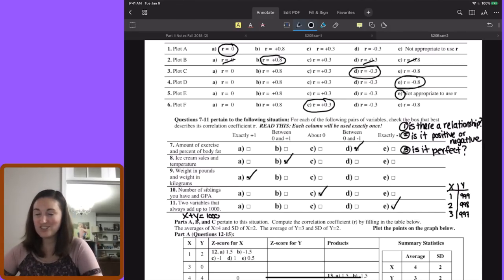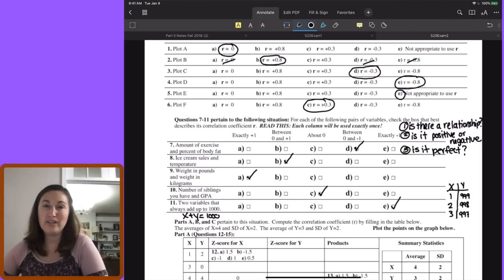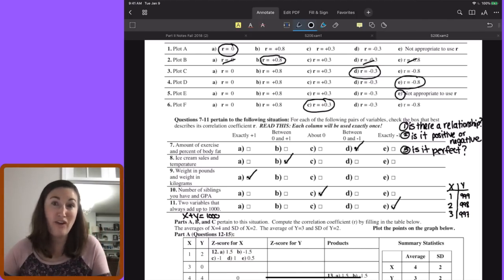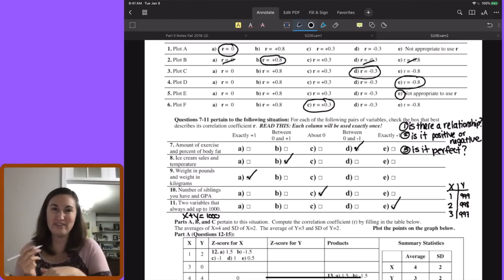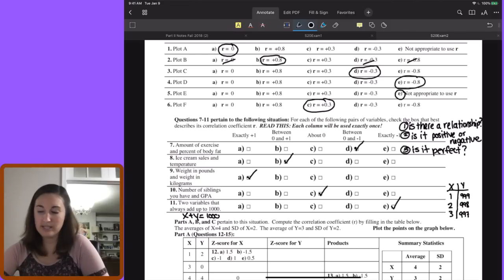So I can see just from this table, just from testing it out really quick, that as x gets bigger, y is getting smaller. So I know it's a negative correlation, and I know it's perfect because for any value of x, if I told you x was 500, you know exactly what y has to be, since they have to add to 1,000.